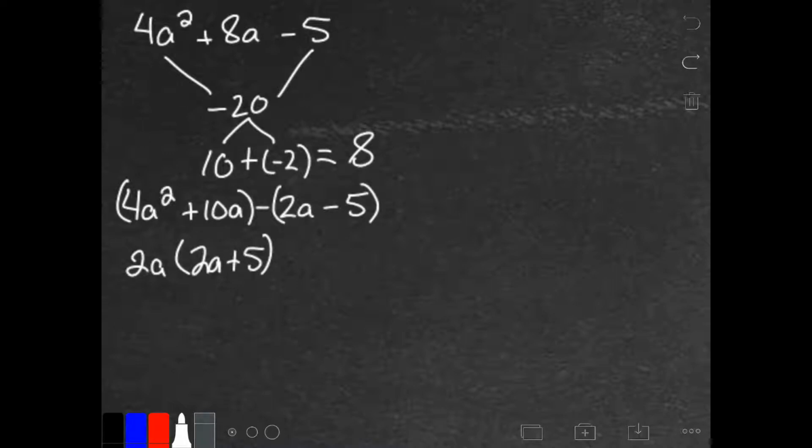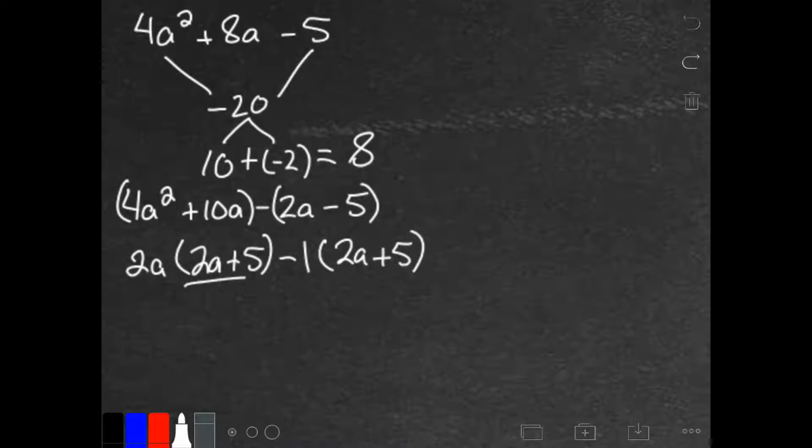What can I factor out of negative 2a and minus 5? Well, again, they don't have a common factor, so I can factor out a 1. When I factor out a 1, that'll still give me negative 2a and a minus 5. So let's factor out a negative 1. When I factor out a negative 1, the negative 2a becomes positive 2a, and the negative 5 becomes plus 5.